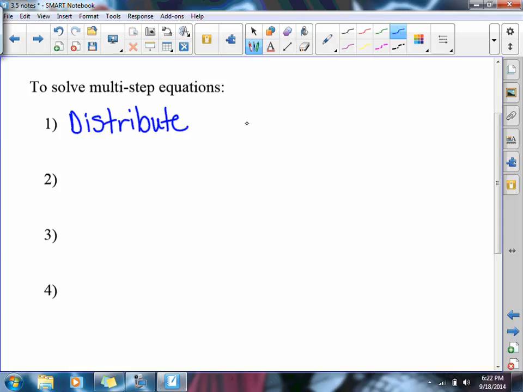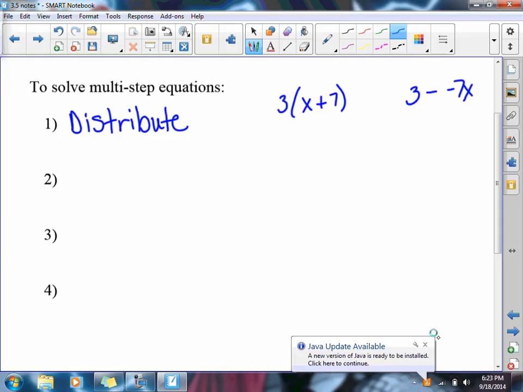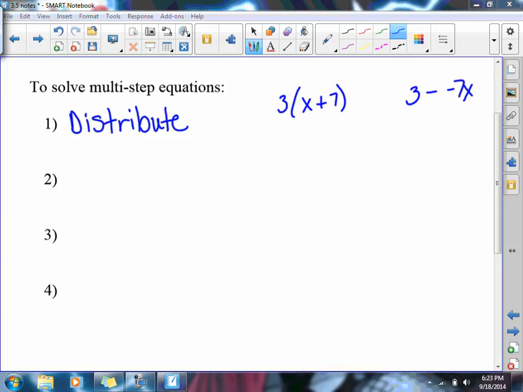If we see a number outside of the parentheses, like 3 times, and on the inside of the parentheses you have a couple of terms, you want to simplify that first. We also might need to simplify any sign changes, like if we had a 3 minus a negative 7x, we would want to change that to a plus a positive 7x. That's not really distribution, but we want to simplify those steps before we start our next step, which is to combine like terms.